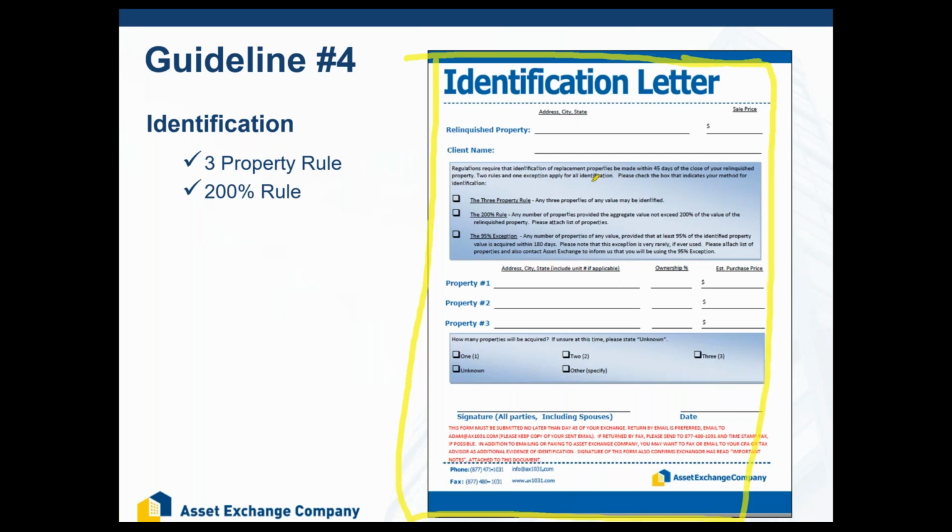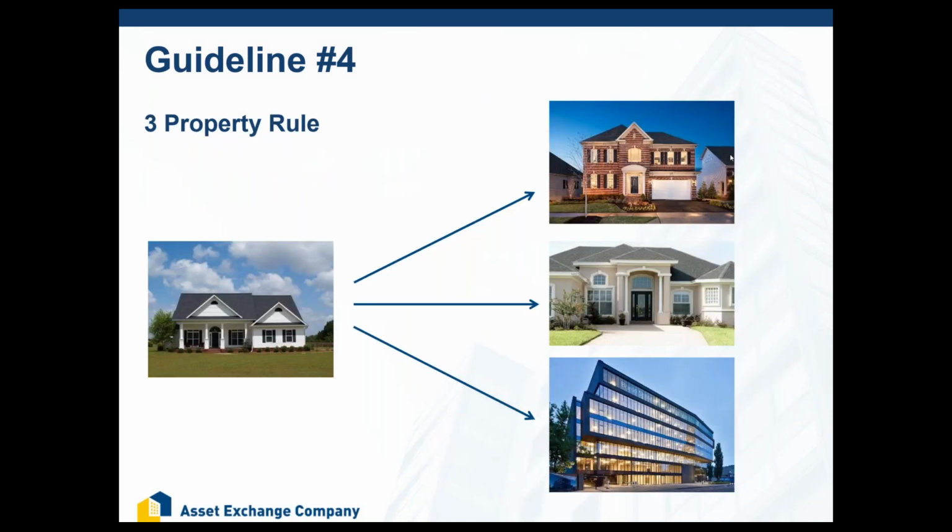And our clients on day 45 fill out this identification letter and they state what they want to buy, they sign it, they date it, and then they turn it in. Once this letter has been turned in on day 45, you are committing to buying from the properties listed on the letter. Now, how many properties can I list on my letter? Well, that depends. That depends on which identification rule that you use.